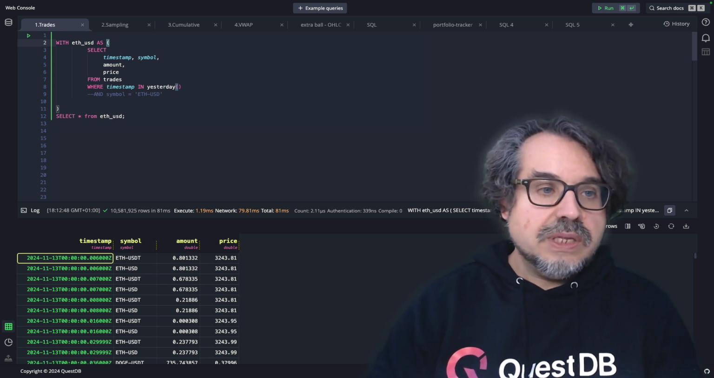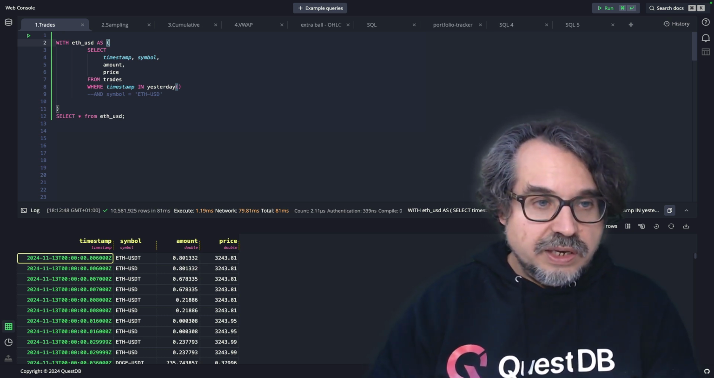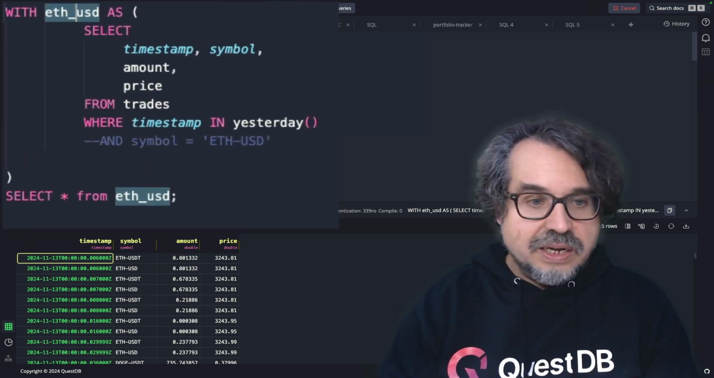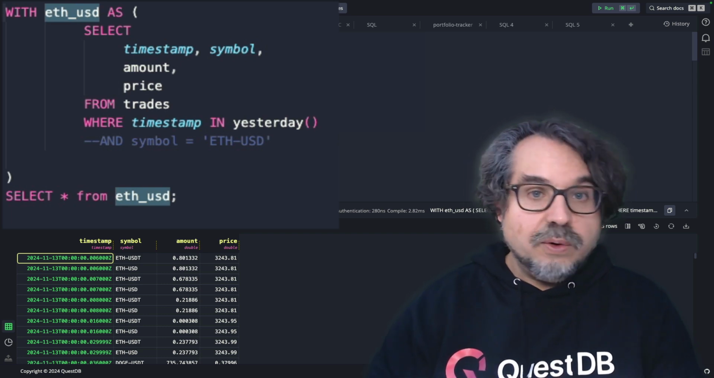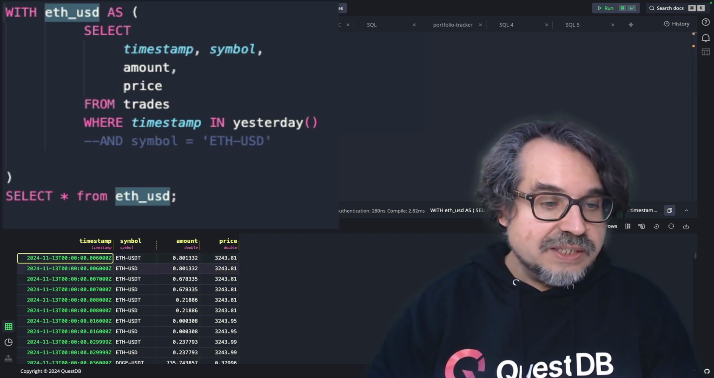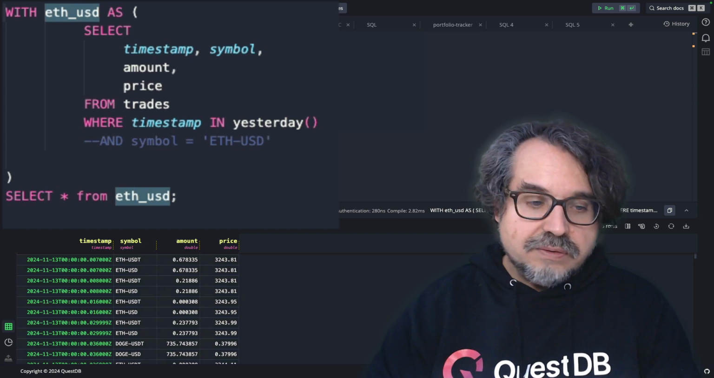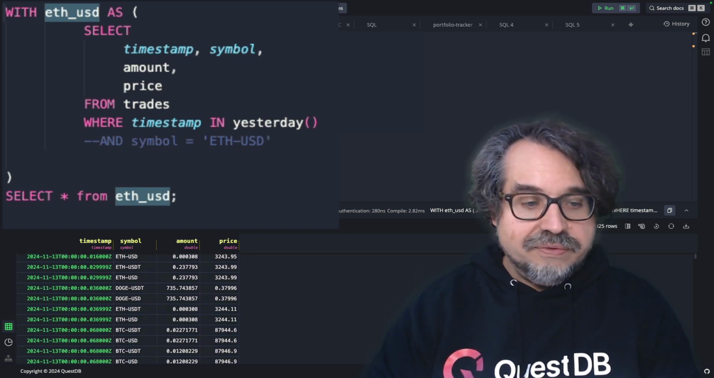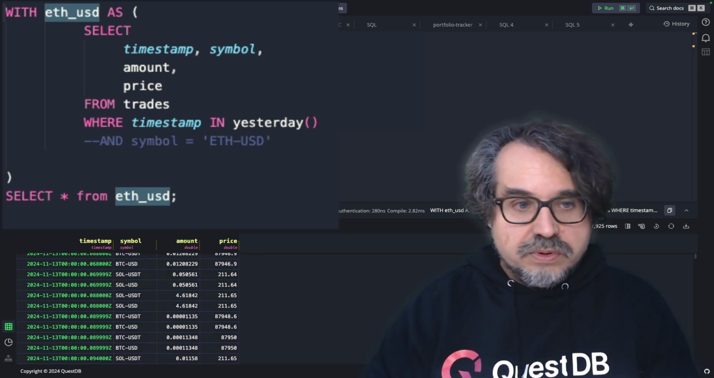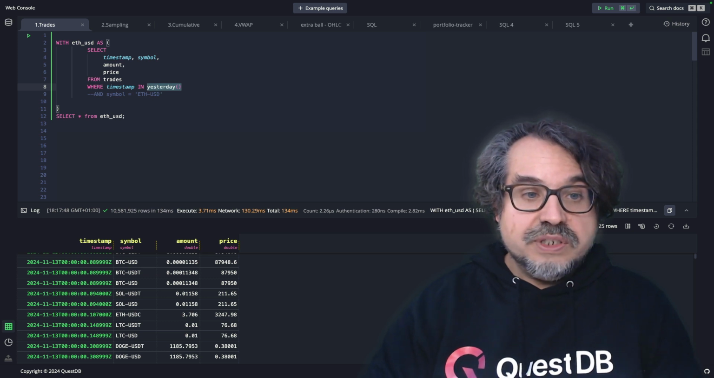In my case, on the demo instance, we have a table in which we are keeping track of a few tickers, a few symbols in real time. And as you can see here, at any particular second, I have multiple trades for different symbols. I'm checking data for yesterday.